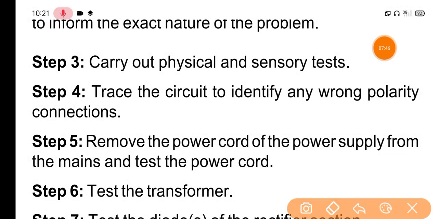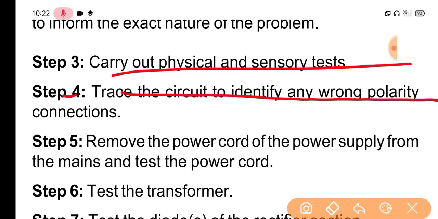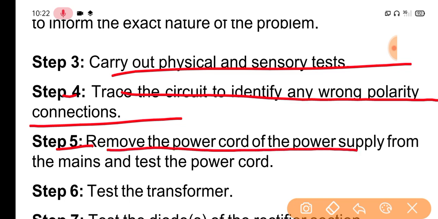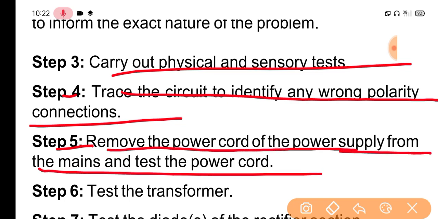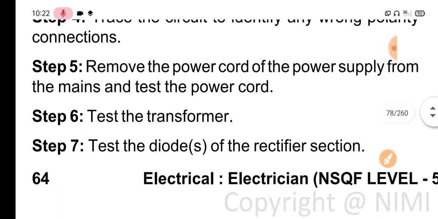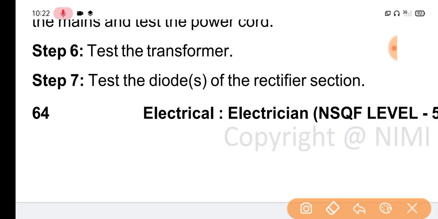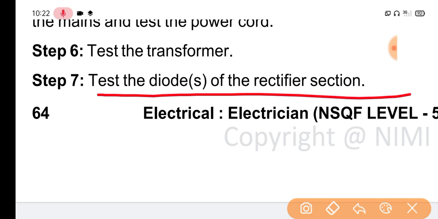Step 3. Carry out physical and sensory test. Step 4. Trace the circuit, identify any wrong polarity connection. Step 5. Remove the power cord of the power supply from the mains and test the power cord. Step 6. Test the transformer. And step 7. Test the diodes of the rectifier section.